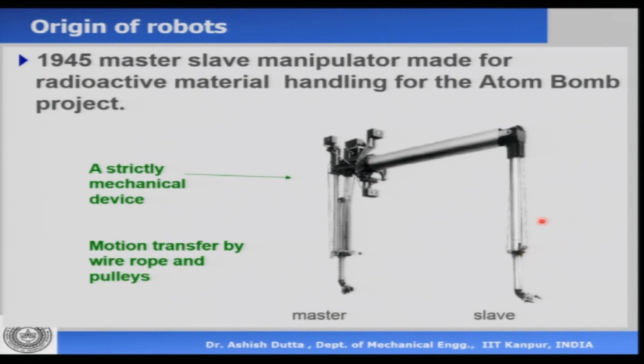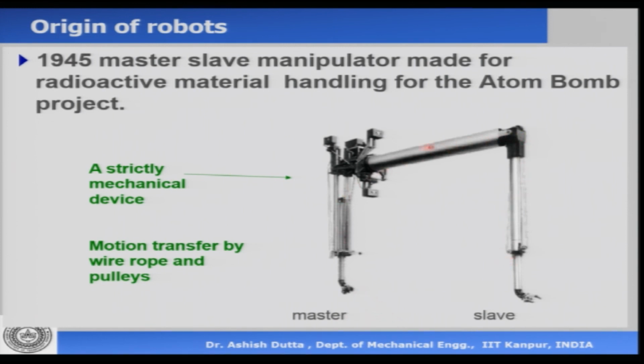Now, something to note here, essentially this is strictly a mechanical device. So there is no electronics here. The motion transmission is by wire rope and pulley, simply by changing the tension on either side. And so this is called the master slave manipulator, and it is also called the father of the robot.